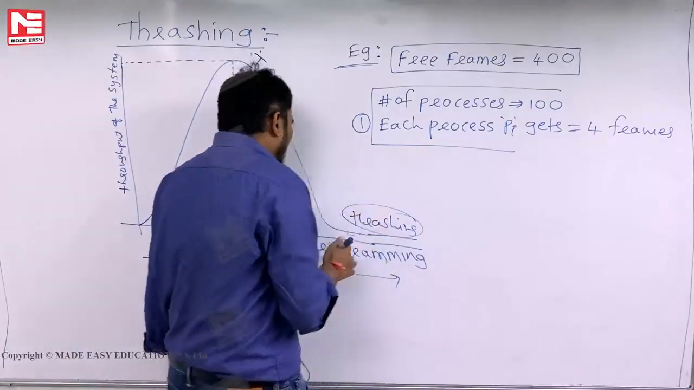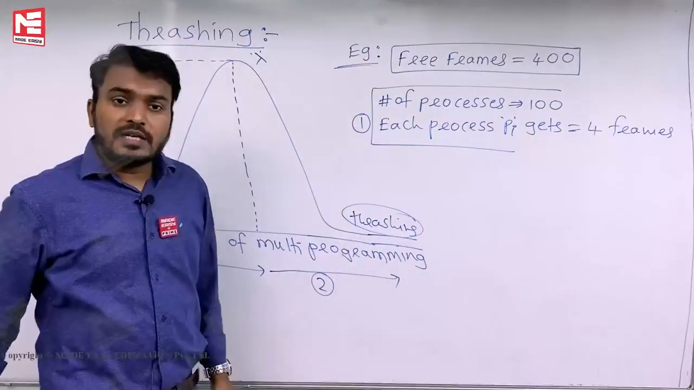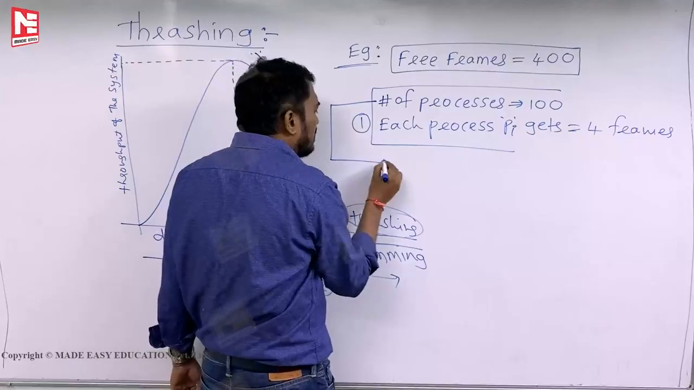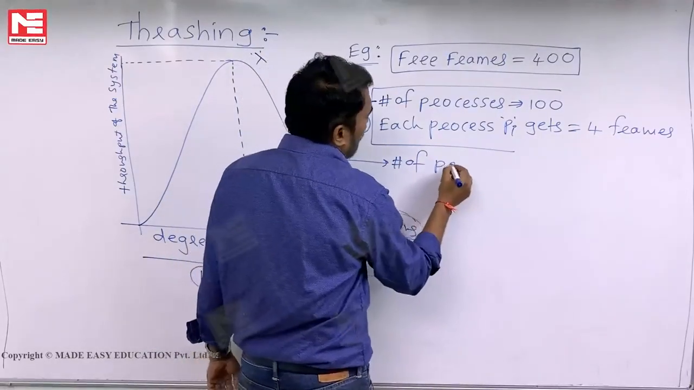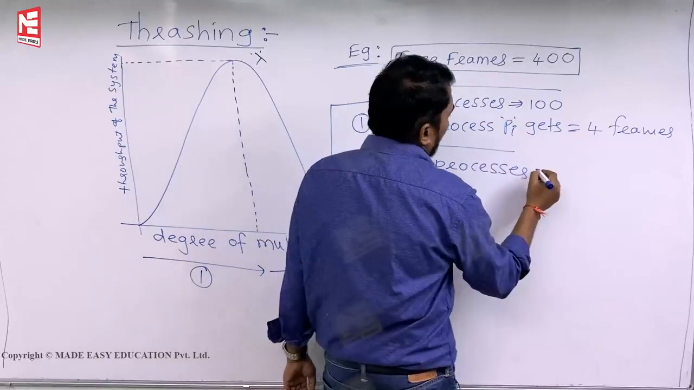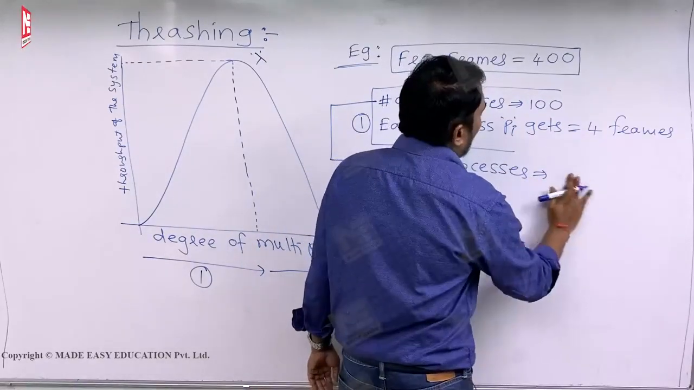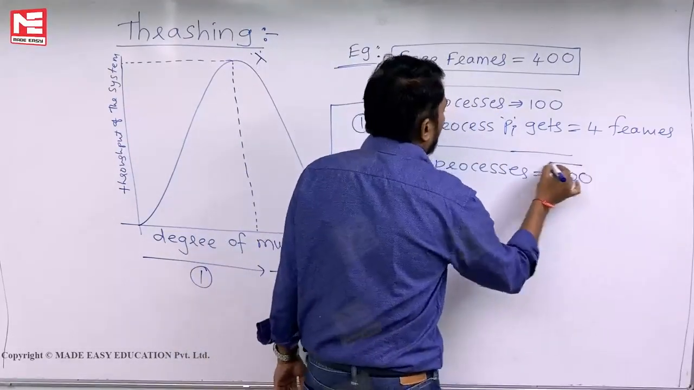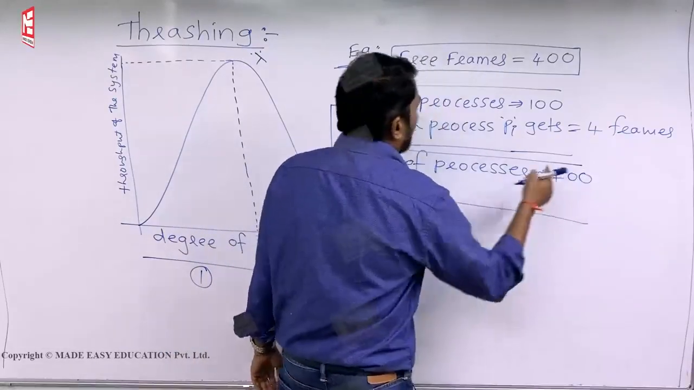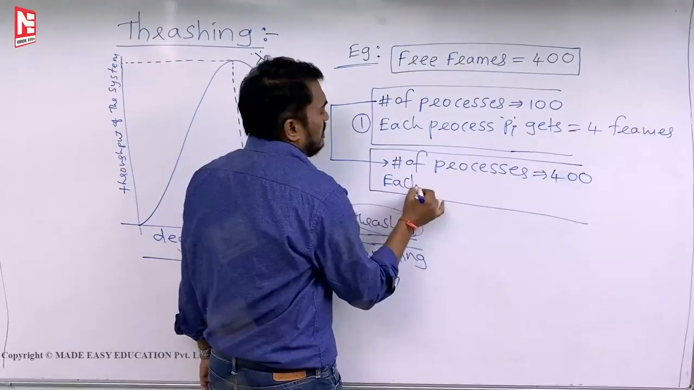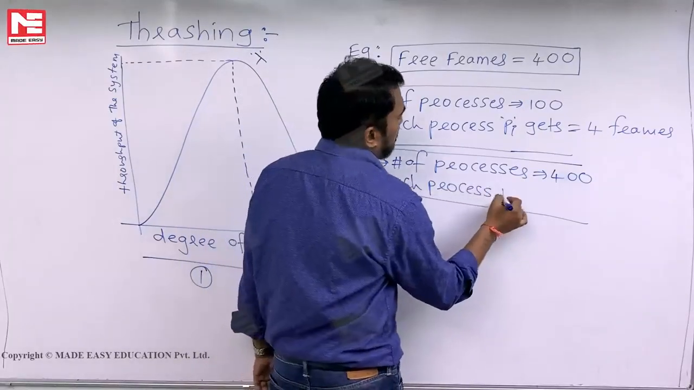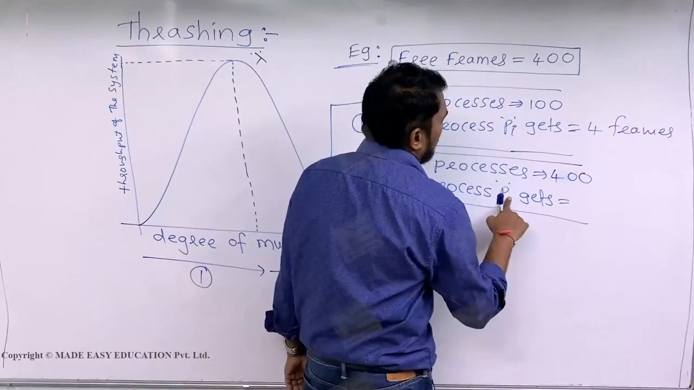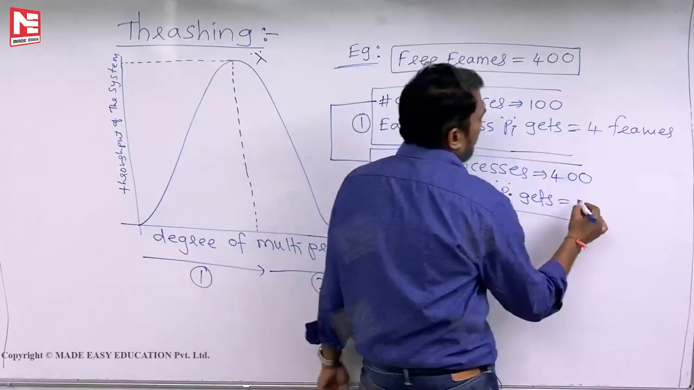Now remember, let us say if I further increase the degree of multi-programming, what will happen? Now number of processes in the system में 100 है. Now I am drastically increasing the degree of multi-programming. Let's say you are having 400 frames and you are having 400 processes. So I am increasing the number of processes to 400. Then each process Pi gets how many frames?